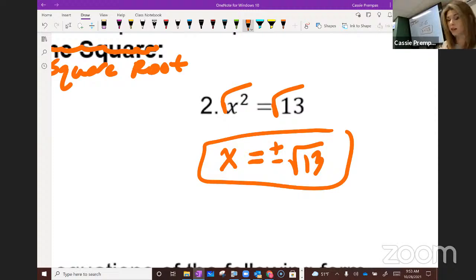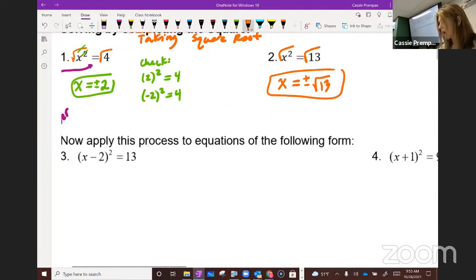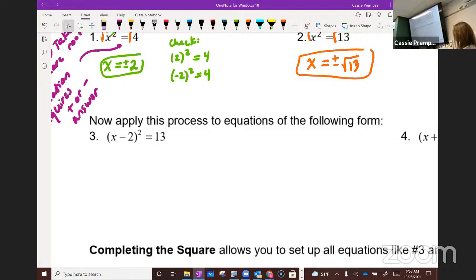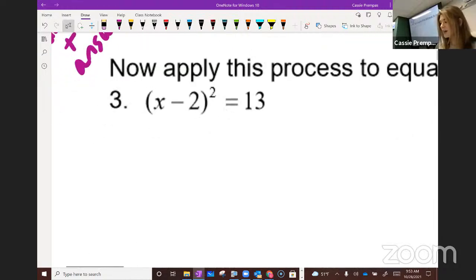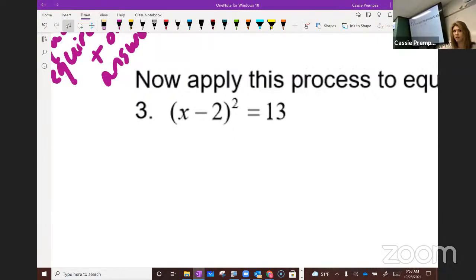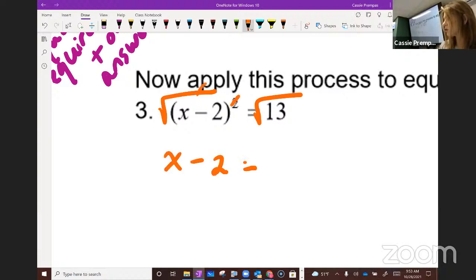Okay, let's keep using this skill. Let's go on to number 3. Number 3 says, now apply the process to the equations of the following form. Number 3, I want to get x by itself. I'm solving for x. So I see a square. My question is, what undoes a square? Square root. So I square root this side, and whatever I do to one side of the equation, I have to do to the other. The square root undoes the square, and that gives me x minus 2 is equal to, what do I need to keep in mind when taking a square root? Plus or minus. Good. So I have plus or minus square root of 13.